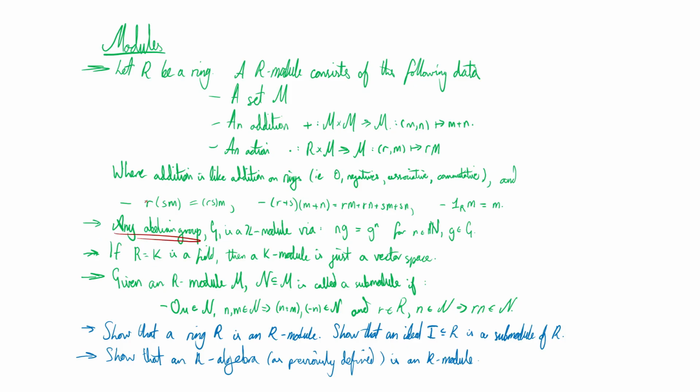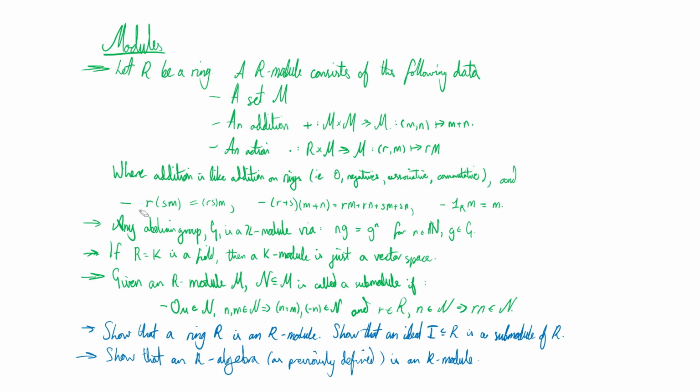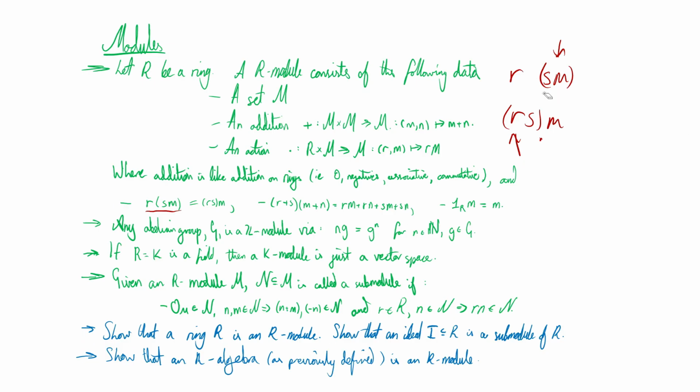That's what an abelian group is. It's zero, negatives, associativity, and commutativity. But you need to have this multiplication: r multiplied by (s m) is the same as (rs), within your ring, multiplied by m. So this is within the module, this is within the ring. It's kind of confusing, but once you get the hang of it, if there's brackets all the way to the right, it's probably within the module.